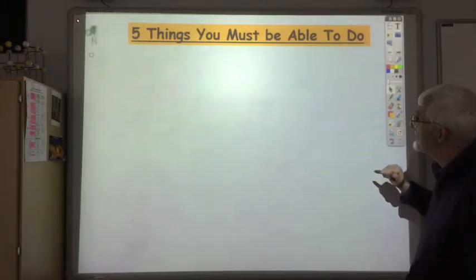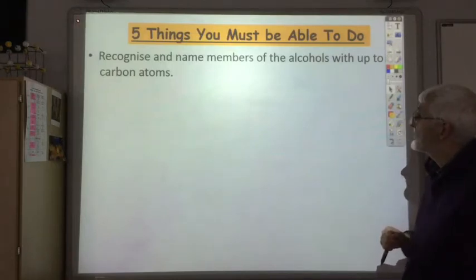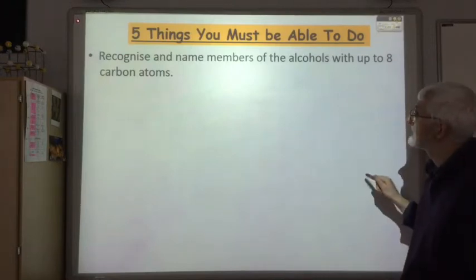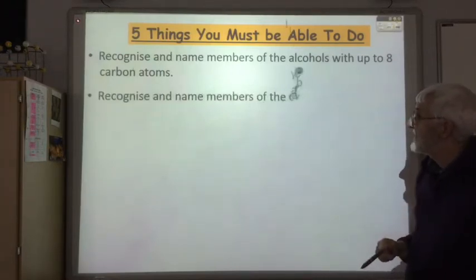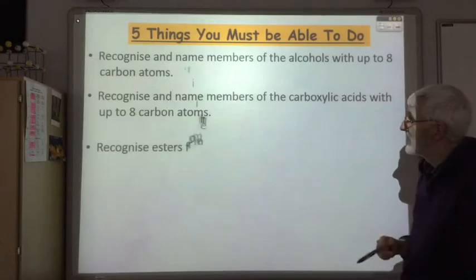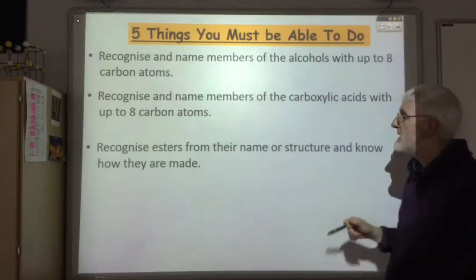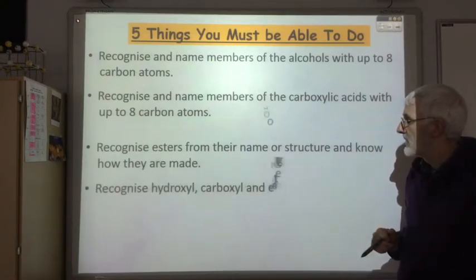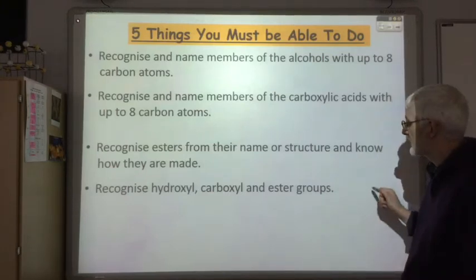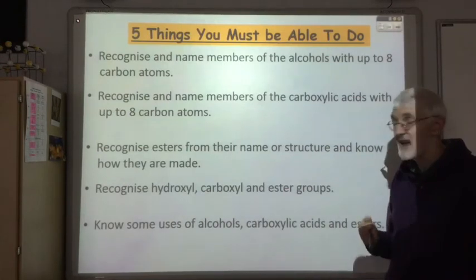So what should you be able to do? You should be able to recognise and name members of the alcohols with up to 8 carbons. Okay, so you don't need to go beyond 8 carbons. You should be able to recognise and name members of the carboxylic acids with up to 8 carbon atoms. You should be able to recognise esters from their name or structure and know how they are made. You should be able to recognise the hydroxyl group, the carboxyl group and an ester group. And you should know some uses of the alcohols, the carboxylic acids and the esters.